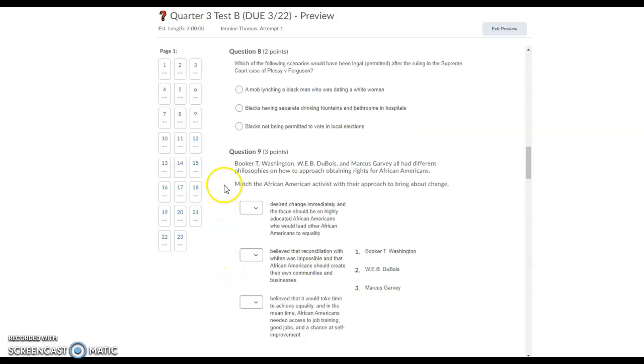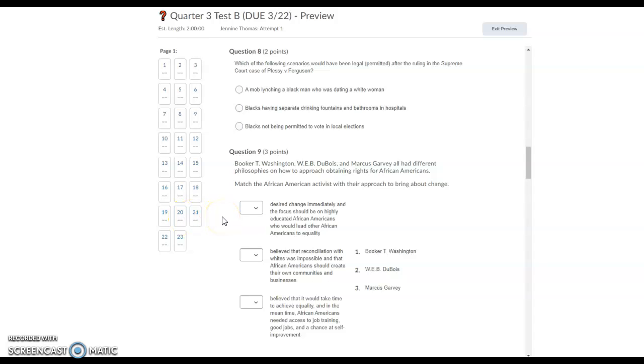Booker T. Washington, W.E.B. Du Bois, and Marcus Garvey all had different philosophies on how to approach obtaining rights for African Americans. Match the African American activists with their approach to bring about change. You have to match the description to the number. The numbers are Booker T. Washington for 1, 2 W.E.B. Du Bois, and 3 Marcus Garvey.